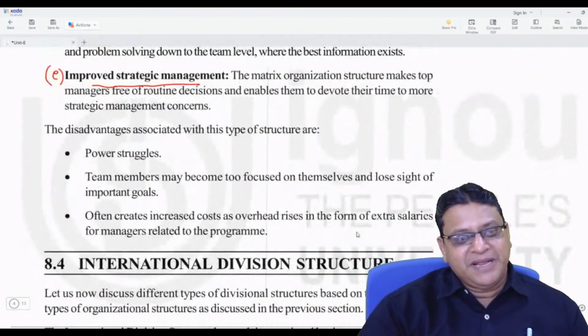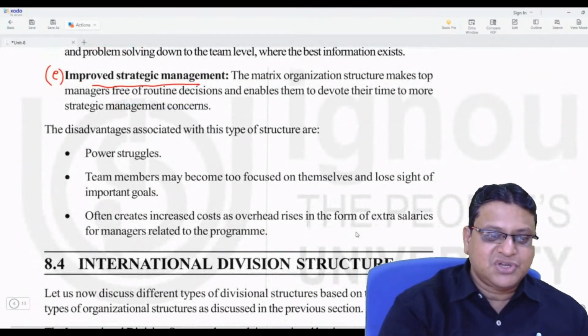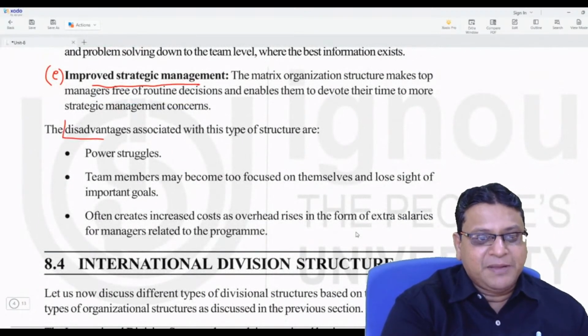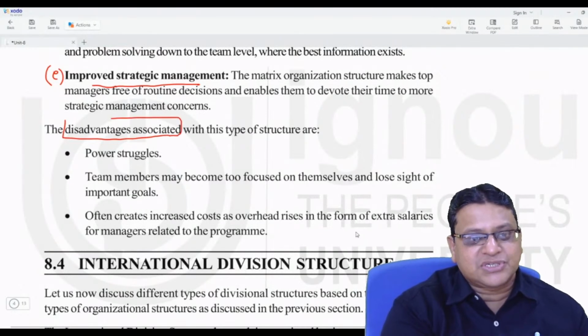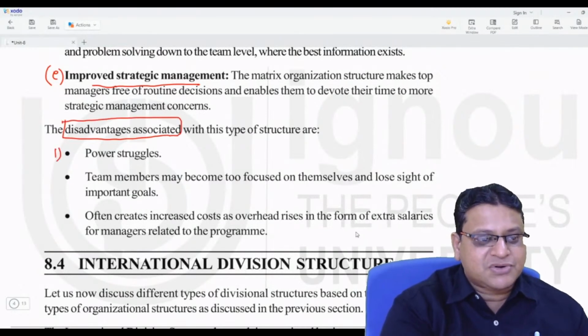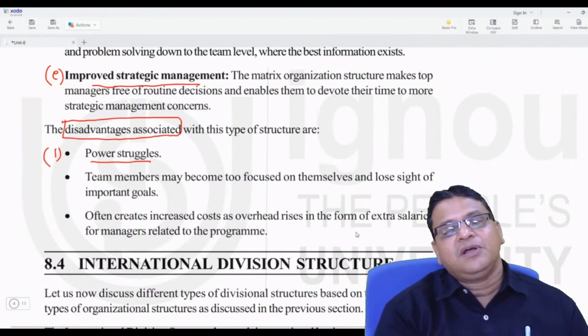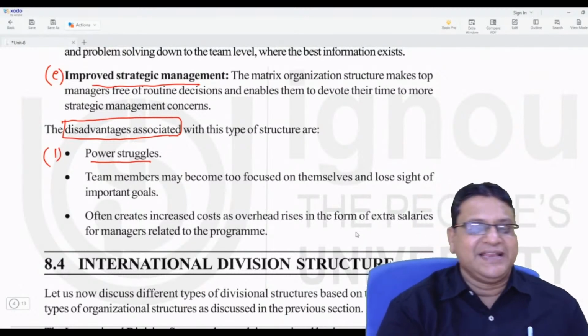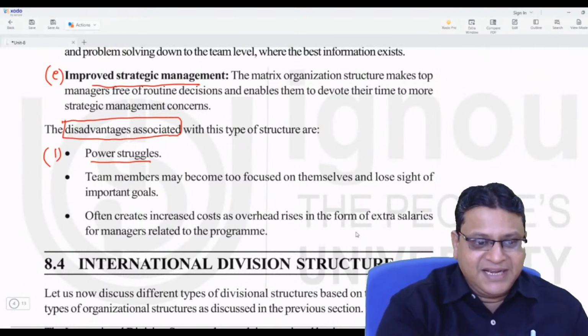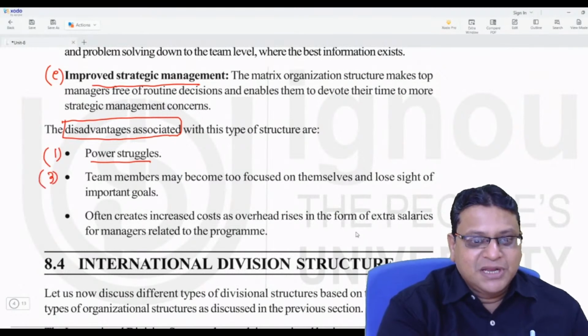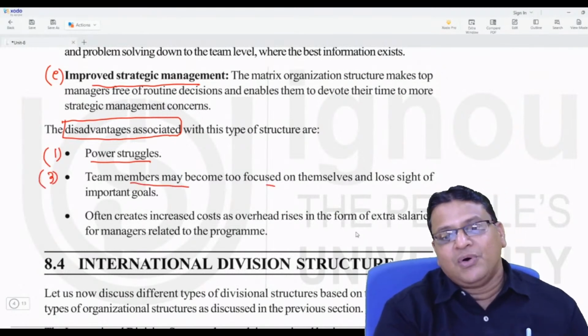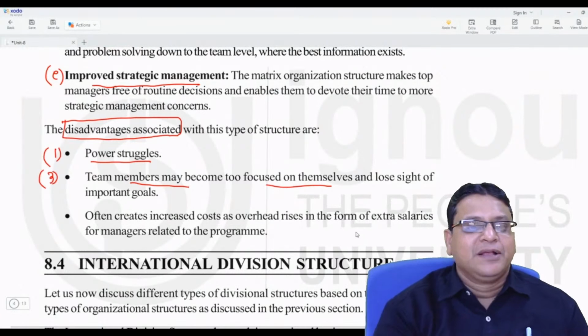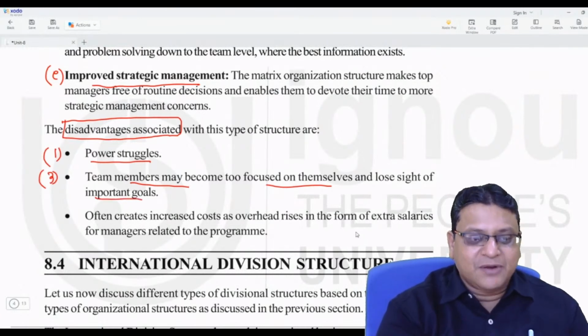But there are certain demerits of matrix structure. What are the demerits? There may be power struggles, power struggle between functional head and area head. Then the team members may be too focused on themselves and they may lose the organizational goal.